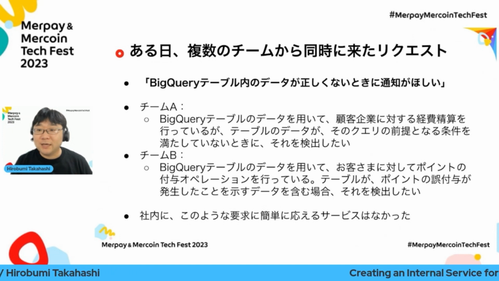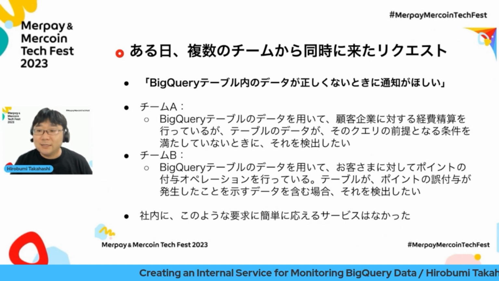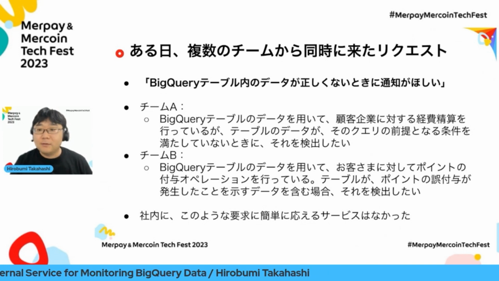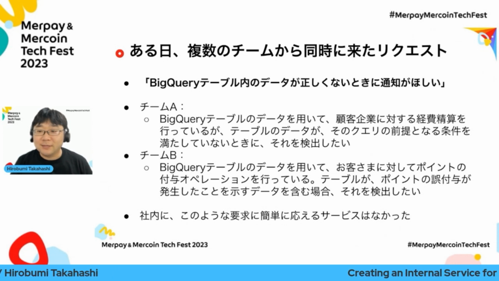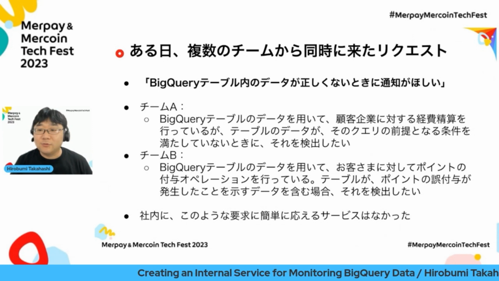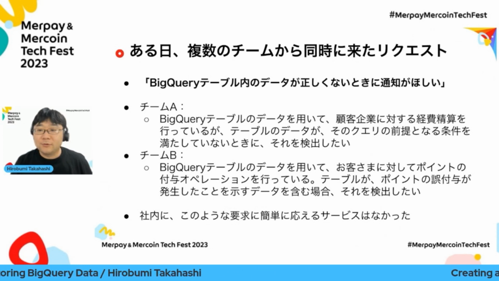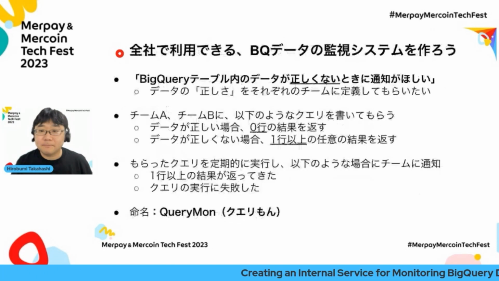One team was using BigQuery table data to calculate the expenses for the customer companies, but the table's data was not fulfilling the conditions. And the other team was saying that they use BigQuery table data to conduct the point allocation operation for the customers, but they want to be able to detect errors if the points were a mistake, and there were no services that would fulfill this requirement.